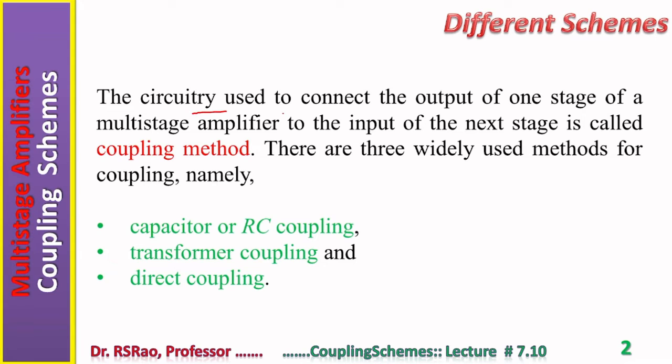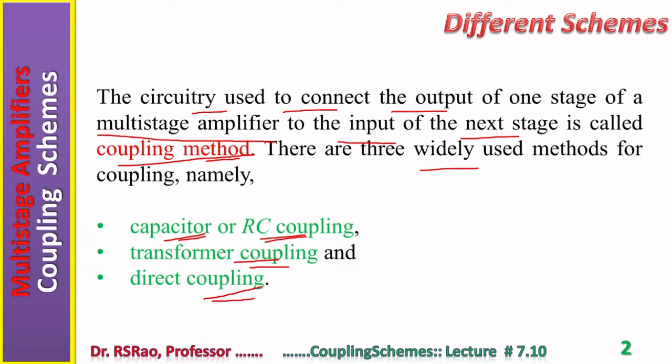The circuitry used to connect the output of one stage of a multi-stage amplifier to the input of the next stage is called coupling method. There are three widely used methods for coupling. They are RC coupling or capacitor coupling. Second one is transformer coupling. This is also called inductor coupling. Last one is direct coupling.